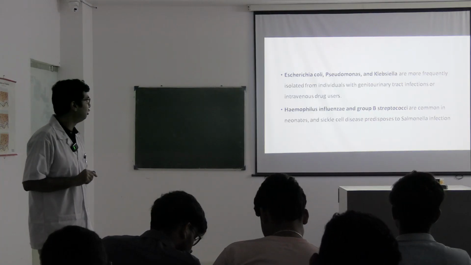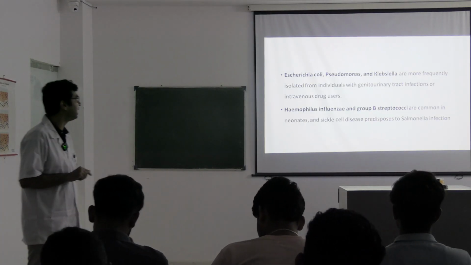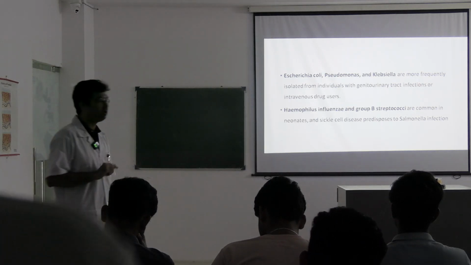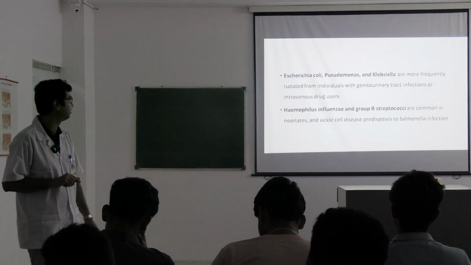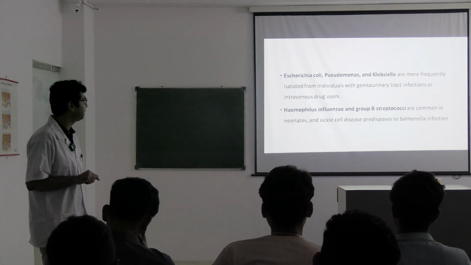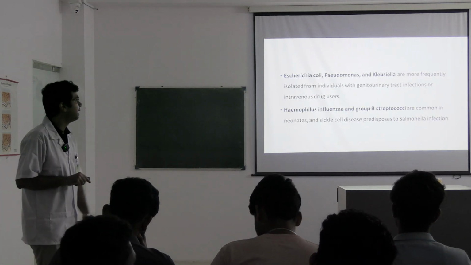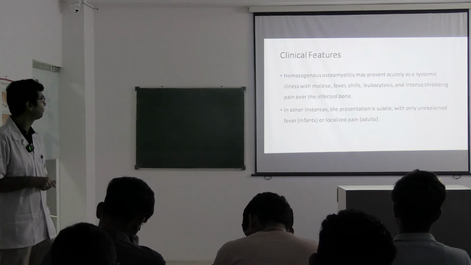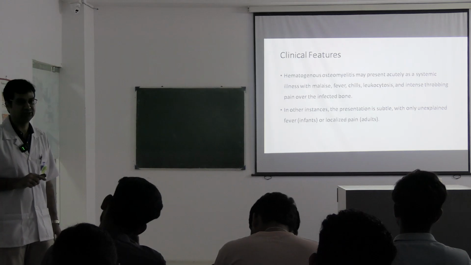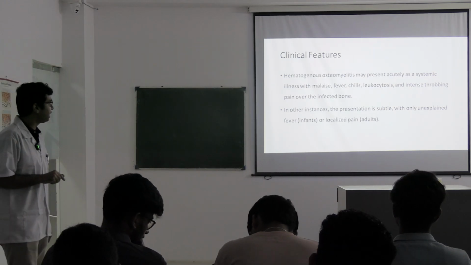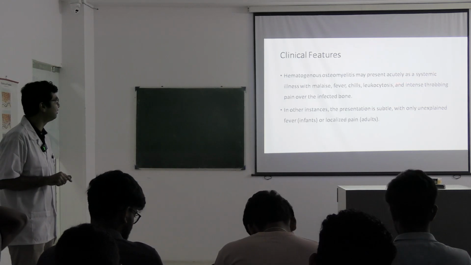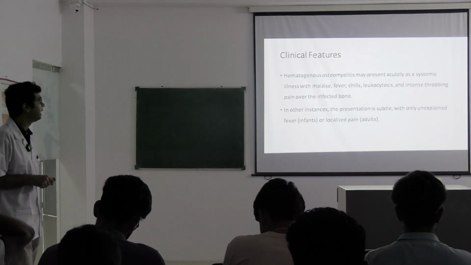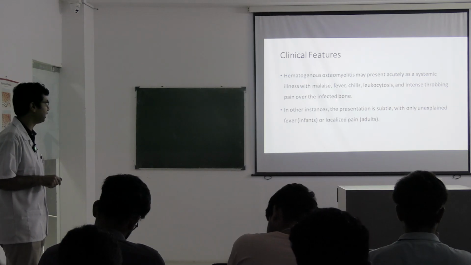Then E. coli, Pseudomonas, and Klebsiella are more frequently isolated from individuals with genitourinary tract infections or intravenous drug abusers. Haemophilus influenzae and group B streptococci are common in neonates, and sickle cell disease predisposes to Salmonella infection. Now the clinical features. Hematogenous osteomyelitis may present acutely as a systemic illness with malaise, fever, chills, leukocytosis, and intense throbbing pain over the infected bone.